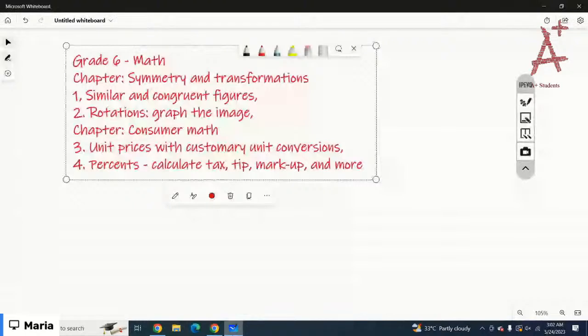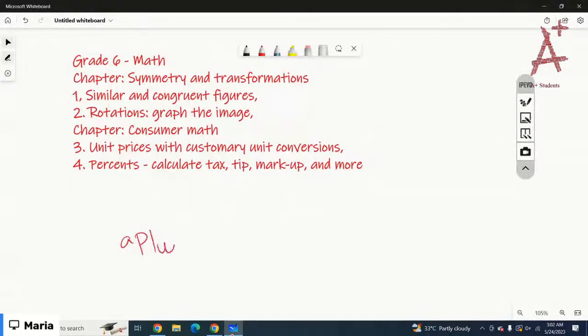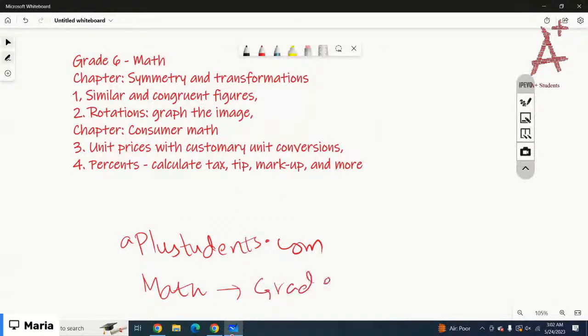You can find all the lessons on aplusstudents.com. You have to log in there using your email address, and the password is provided by the administrator. Then you have to select math from the subject tab, scroll down to grade 6 maths, and then click on view all lessons.